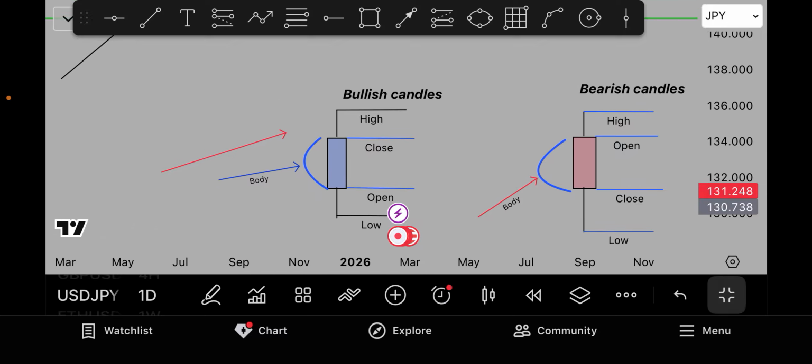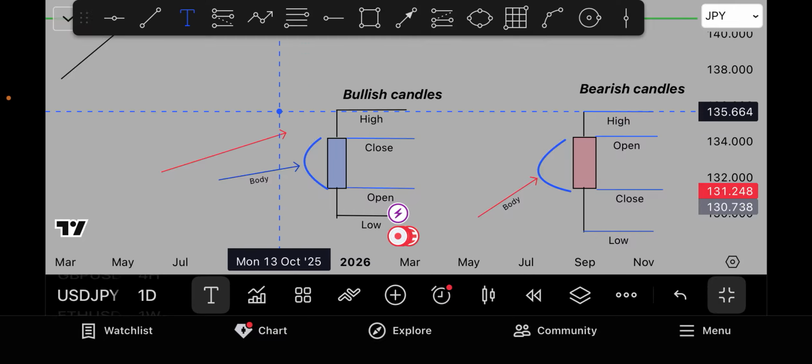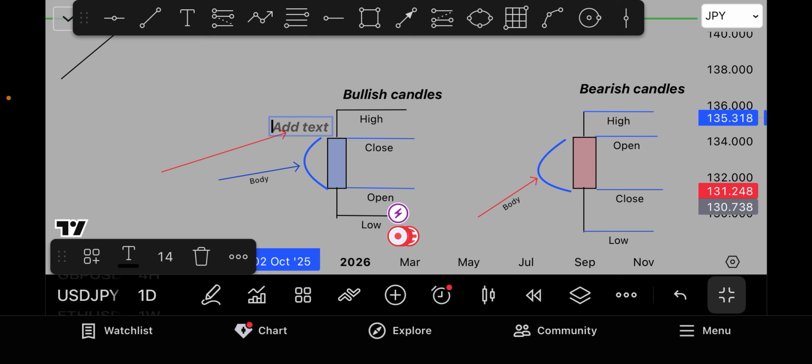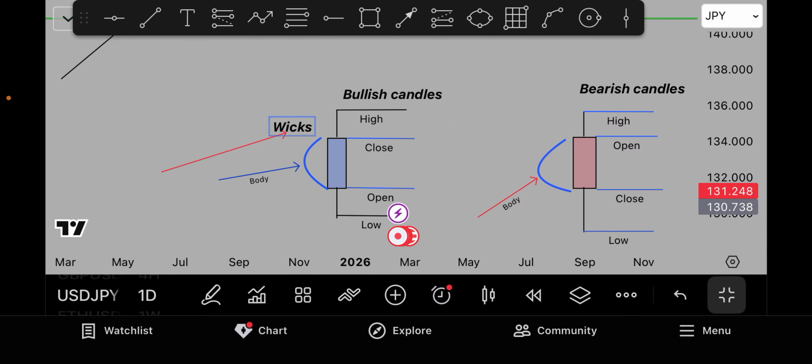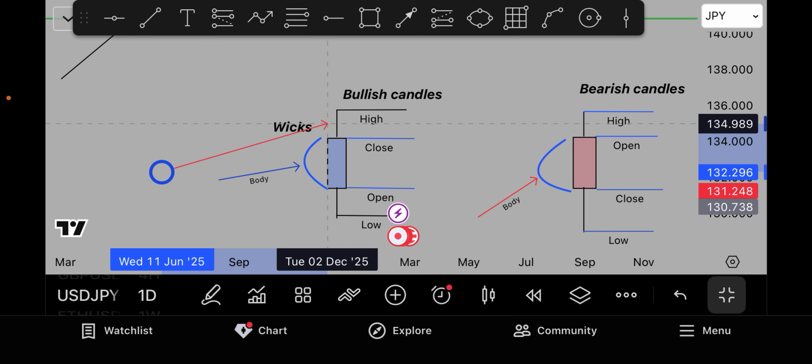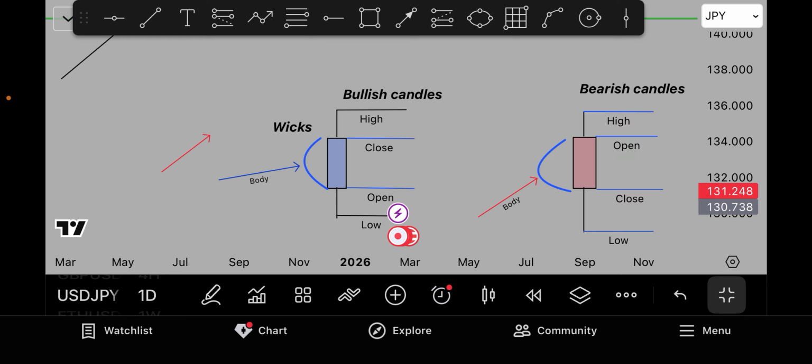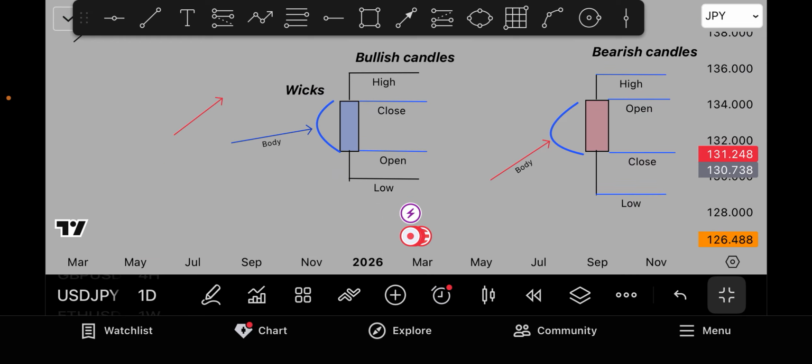So these lines that you see on top of the candles, these are called wicks. Okay, these lines right here, these are called wicks.